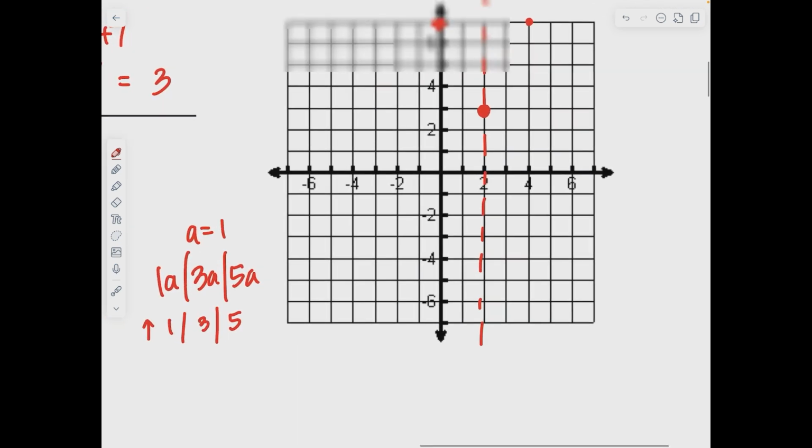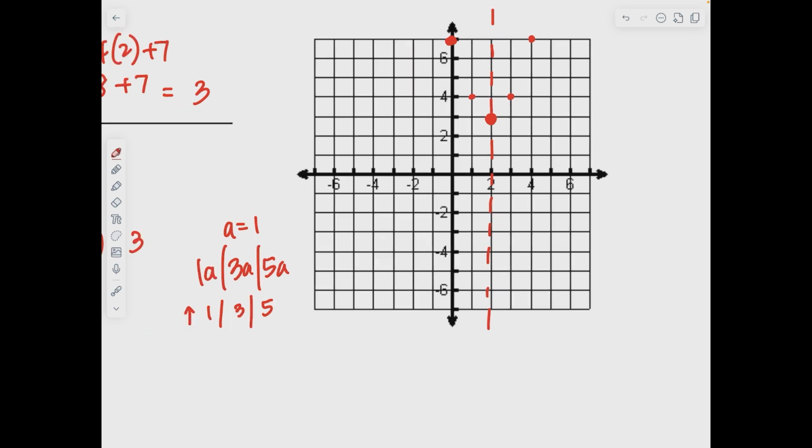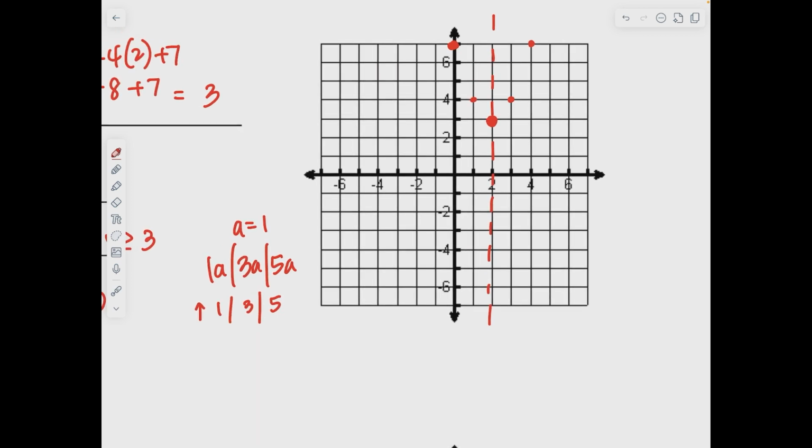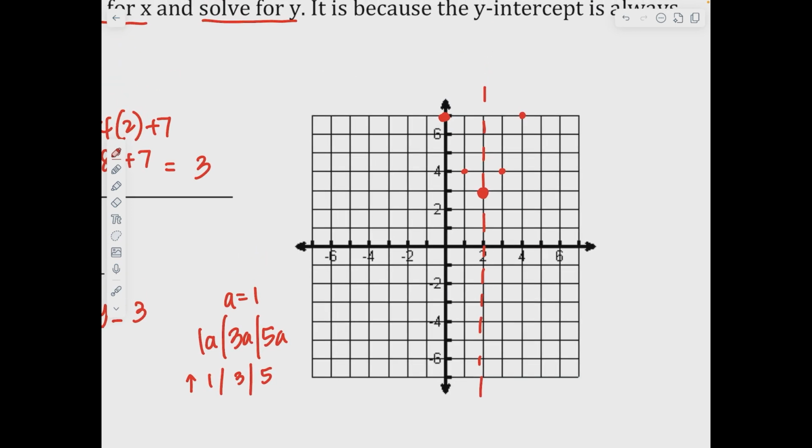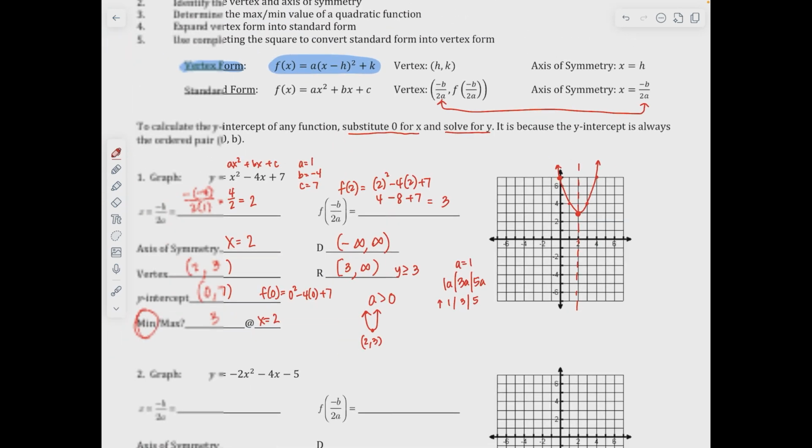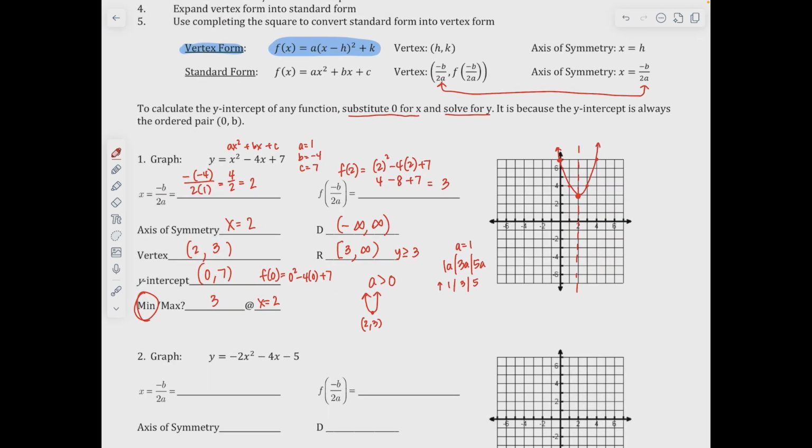So from my vertex, when I go 1 unit right, I go 1 unit up. When I go 1 more unit right, I go 3 units up, which is already accounted for. So that's how I know that I'm doing the right thing here. Okay, and then I just create the symmetry. I draw in my U shape, and there's my graph. Okay, so I started off with the negative b over 2a, and I went from there.